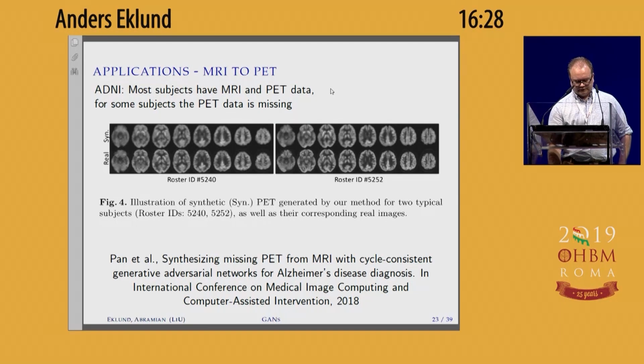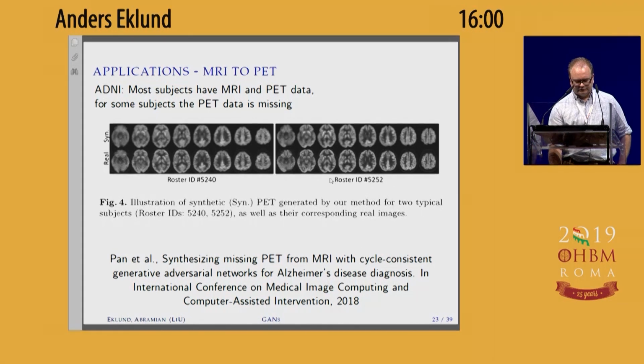Another application is MRI to PET. In this paper they used ADNI data, and they wanted to classify if a subject is healthy or has Alzheimer's disease. For most subjects there are MRI and PET data, but for some subjects the PET data is missing. So they trained the GAN to translate between MRI and PET.